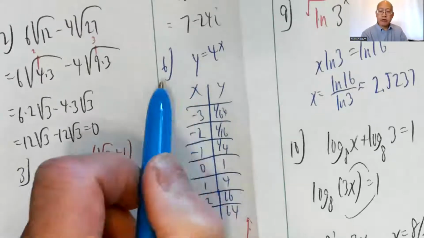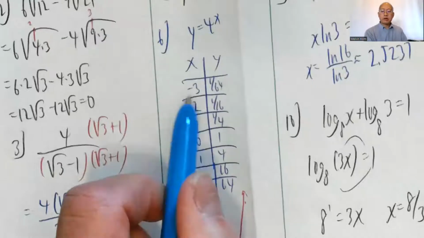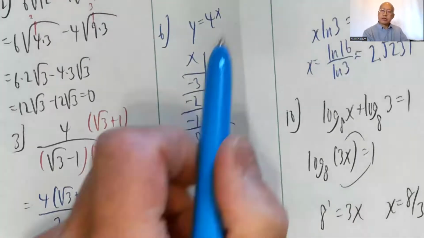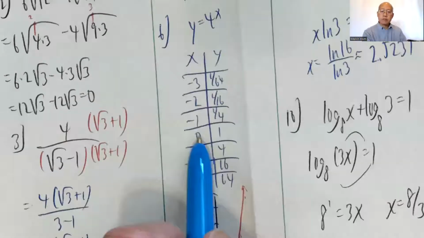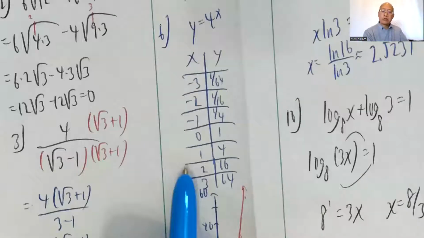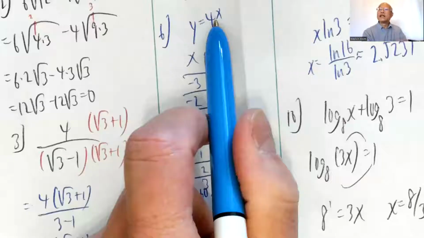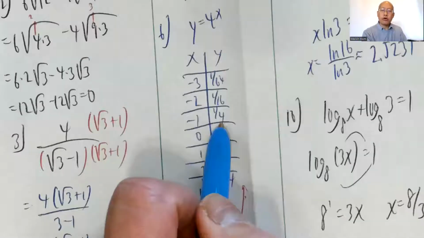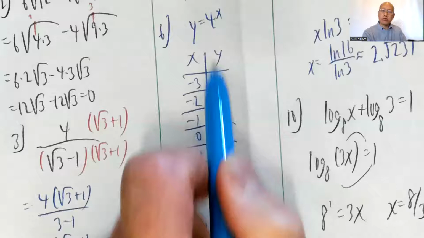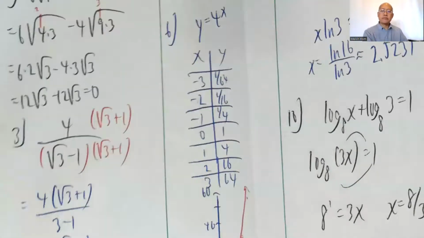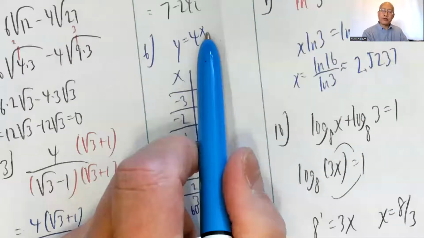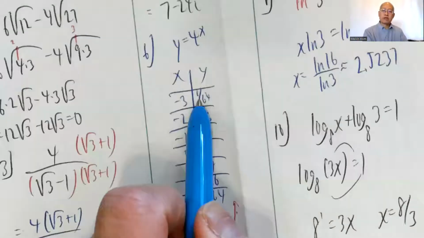Number 6, y equals 4 to the x. I just made a simple table that goes from negative 3 to 3. If I plug in 0, anything to the 0 is 1. Plug in 1, I get 4. Plug in 2, I get 16. Plug in 3, I get 64. 4 to the negative 1 is 1 over 4. 4 to the negative 2 is 1 over 4 squared, 1 over 16. 4 to the negative 3 is 1 over 4 cubed, 1 over 64.